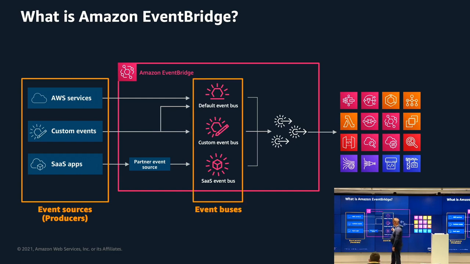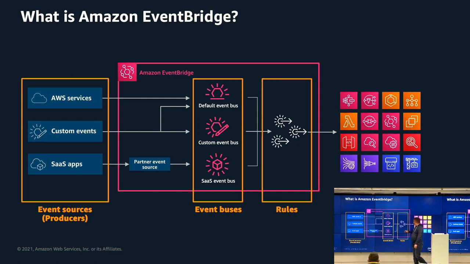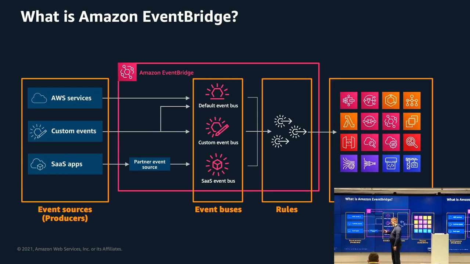Now, in the middle, we have buses. So a bus is that pipeline I described when I was talking about the event router, right? There are three types of buses, I will talk about them in a second. And then there are rules where you specify what events should come to what consumers in the end. And in the end, there are targets or consumers, right? So where these messages should be delivered. Among these targets, there are 15 plus AWS services. You can deliver these messages to another event bus if you want, to Lambda, to Step Functions, and so on and so forth.